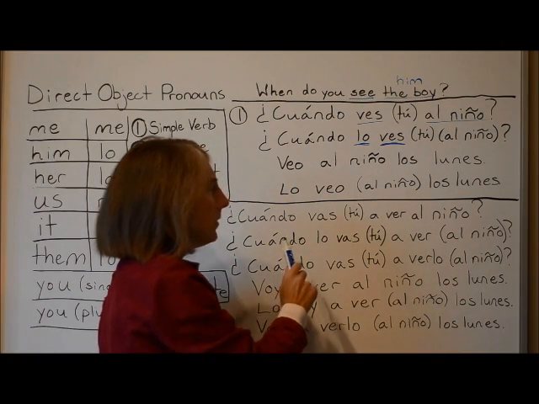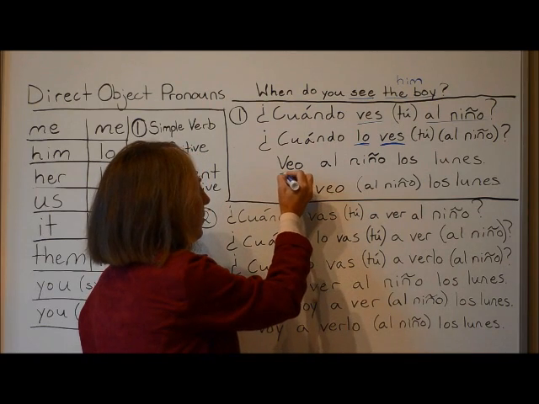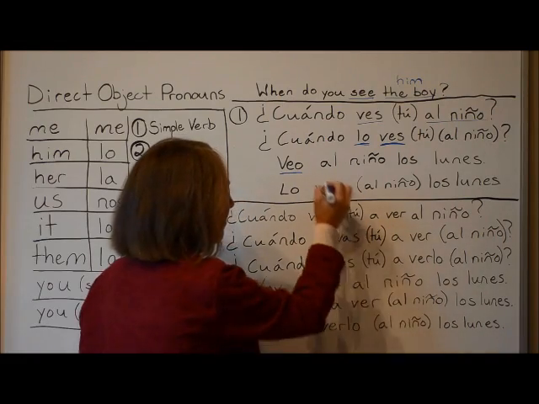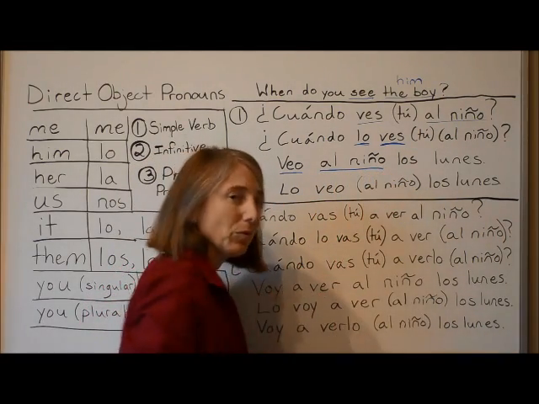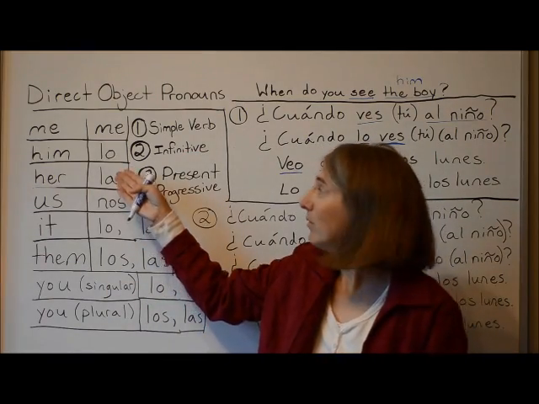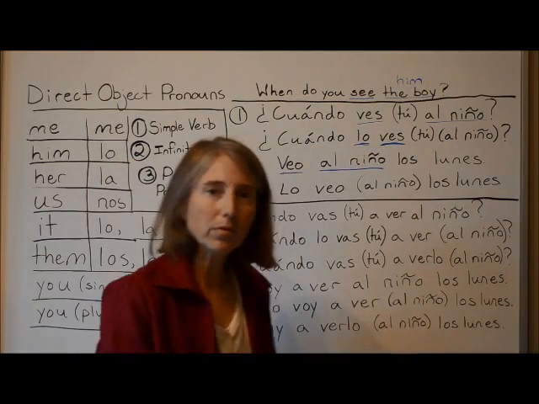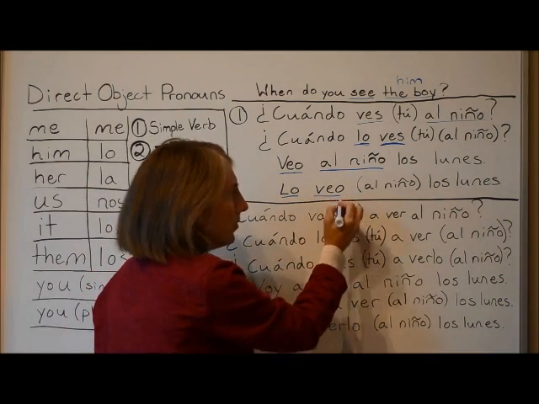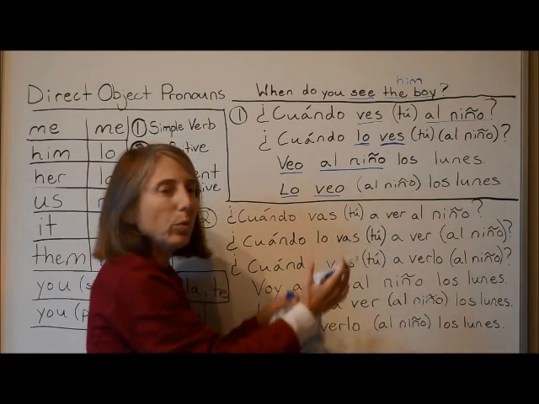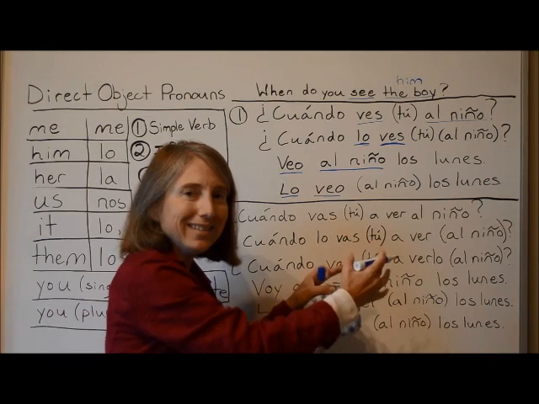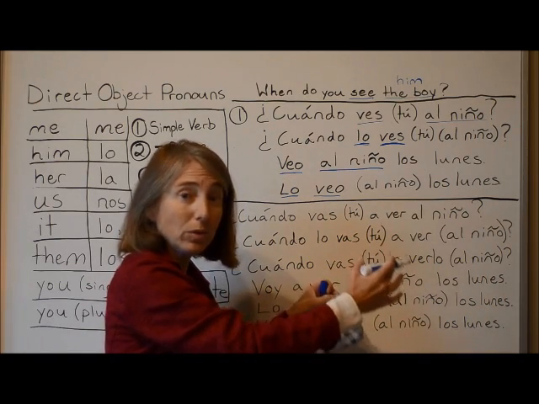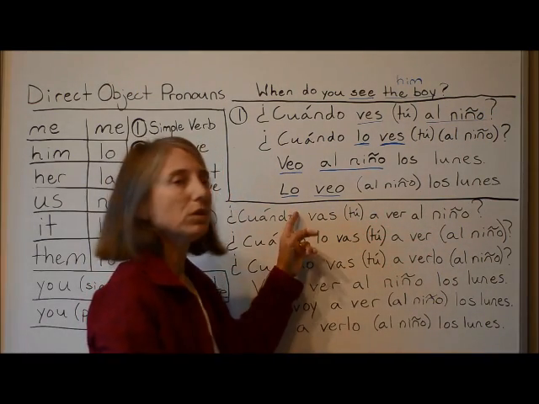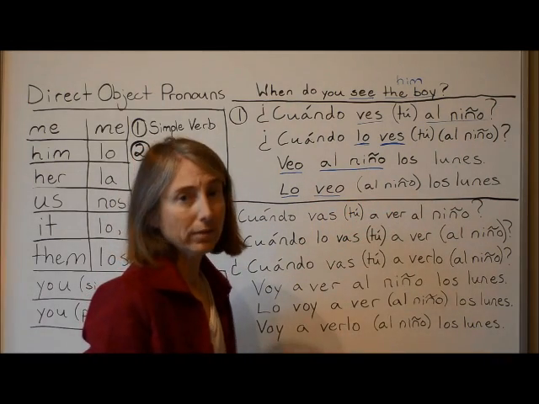Okay. So the verb is veo. And the direct object receiving the action of the verb is al niño again. And we're still going to use the same direct object pronoun, lo, and we're going to put it before the verb. Lo veo al niño los lunes. Again, we can keep that direct object in the sentence in Spanish. We wouldn't say that in English, we can do it in Spanish. So we could say, lo veo al niño los lunes, or just simply, lo veo los lunes.